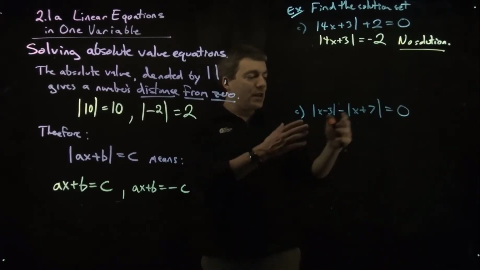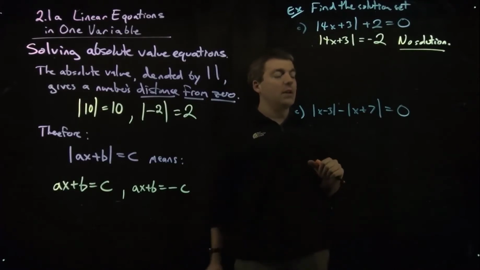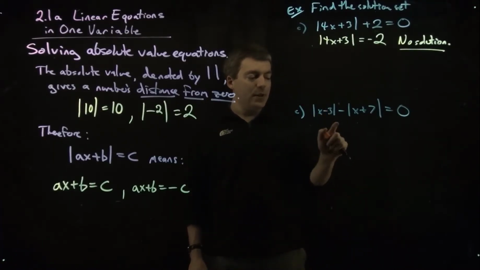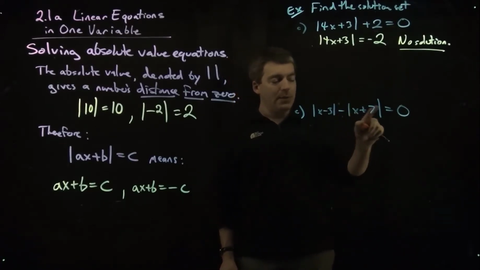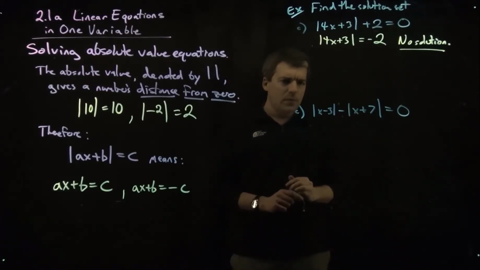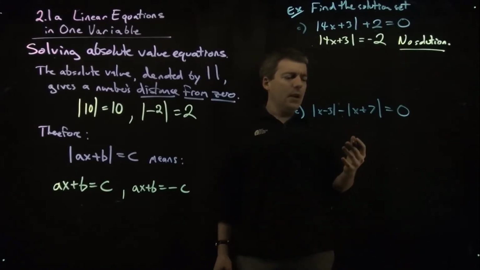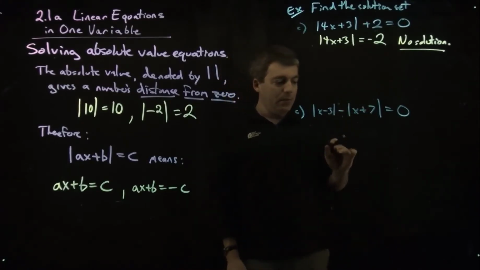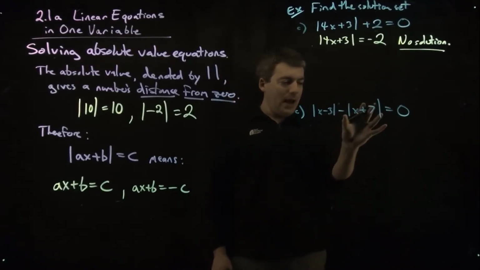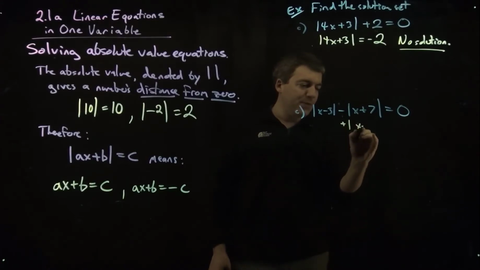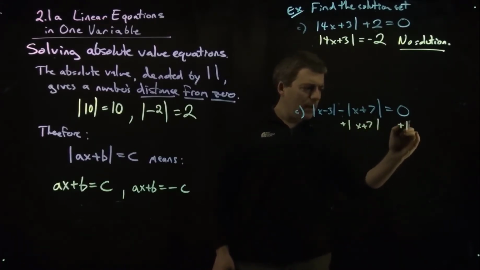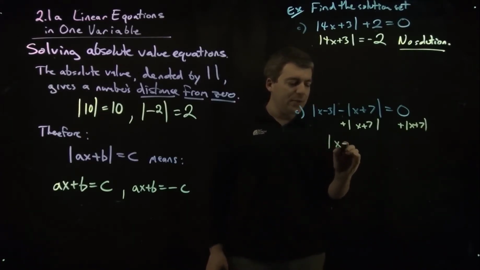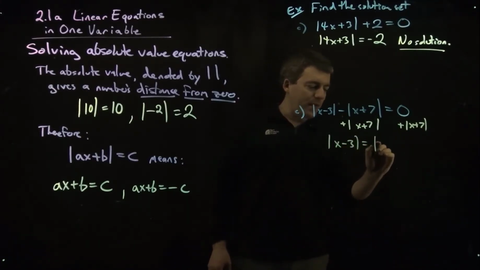All right, let's look at another example. This particular equation has two absolute value expressions: the absolute value of x minus 3, subtracted by the absolute value of x plus 7, equals 0. Okay, well, we'll want to proceed the same way. We want to isolate an absolute value, and so we'll do that. We can add the absolute value of x plus 7 to both sides. It gives us the absolute value of x minus 3 equals the absolute value of x plus 7.